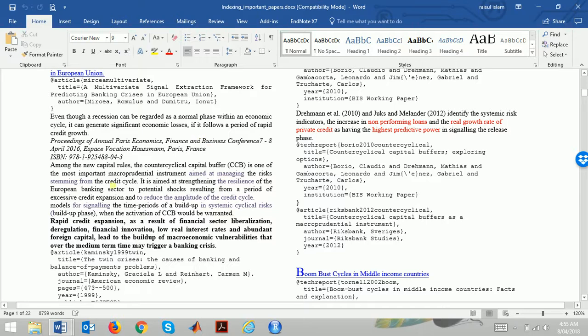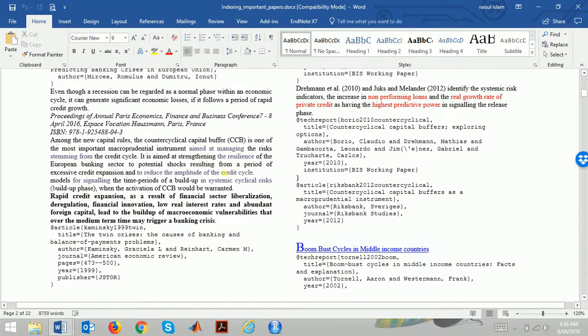Among the new capital rules, the counter-cyclical capital buffer is one of the most important macroprudential instruments aimed at managing the risks stemming from the credit cycle. It is aimed at strengthening the resilience of the European banking sector to potential shocks resulting from a period of excessive credit expansion and to reduce the amplitude of the credit cycle. Models for signaling the time period of a build-up in systemic cyclical risks.